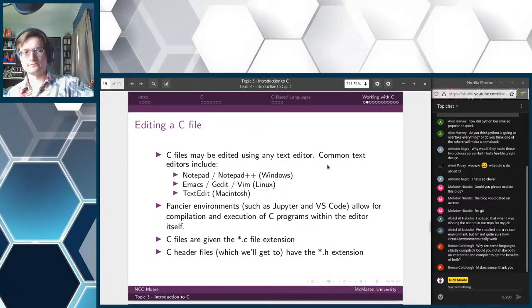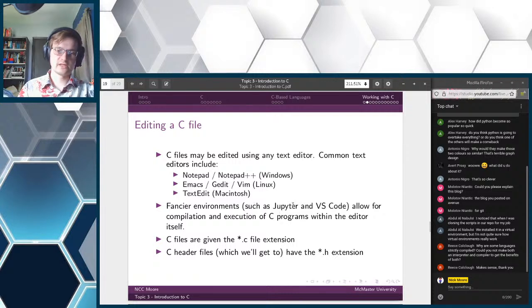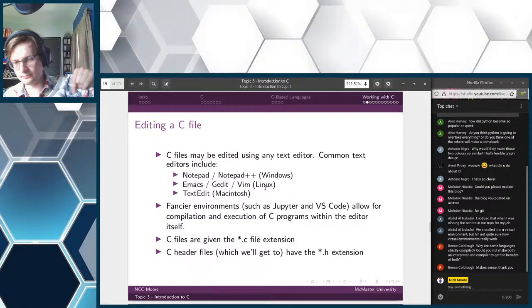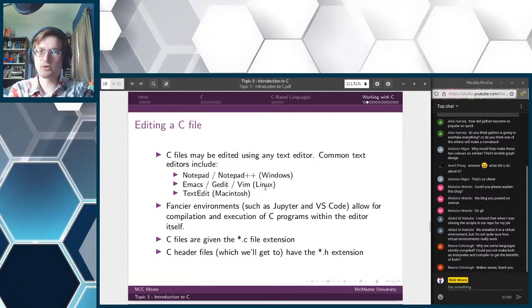So we have our C file. Fancier environments, such as Jupyter and VS Code, allow for compilation and execution of C programs within the editor itself. Jupyter, of course, doesn't really work very well with C. The C kernel for Jupyter that you can download doesn't do very well. So if you're using VS Code, don't use Linux, because that's how this course works. If this were just a course on C programming, I wouldn't care how you compiled your C code, assuming it was still runnable by GCC. That was the restriction.